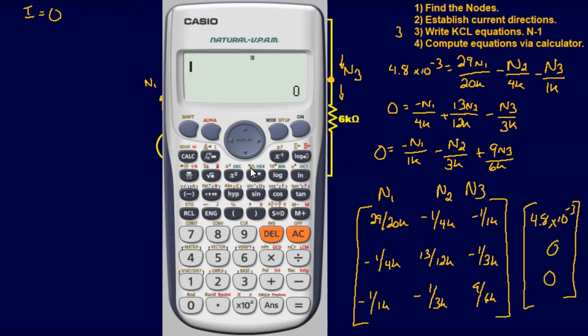Now I'm not going to show you the matrix mode function. I did that in mesh analysis, so we're going to stick to the quick and easy way, which is equation mode. So hit mode, number 5, equation, and since this is a 3 variable matrix, it's going to be a 3 by 3, which is option 2. And now we're going to input our variables, which is 29 over 20k. I'll just write out the 20k. Then I have negative 1 over 4k.